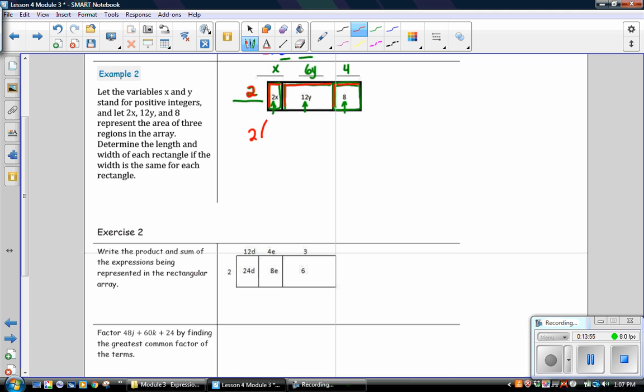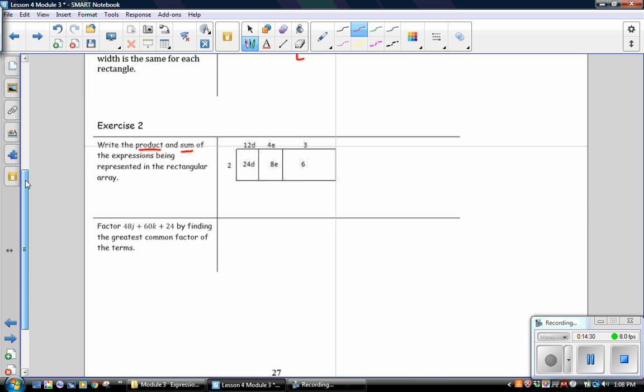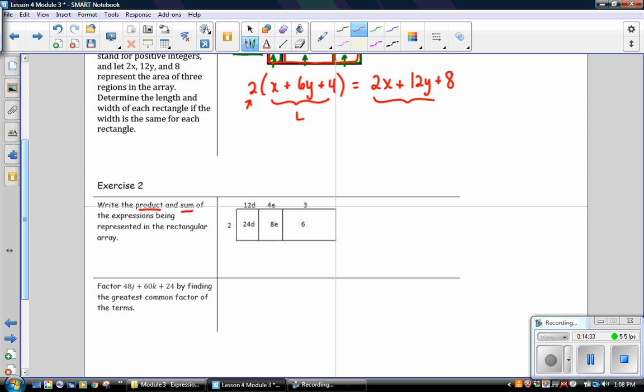2 times the quantity, x plus 6y plus 4, is equivalent to the area of the rectangle, which is 2x plus 12y plus 8. This is the area of the entire rectangle, and it is made up of the width times the length. Exercise 2. Write the product and sum of the expression represented in the rectangular array. The product and the sum. So let's just take a look at the problem that we just completed. The sum is the area that's inside the rectangle, and the product is the width times the length.